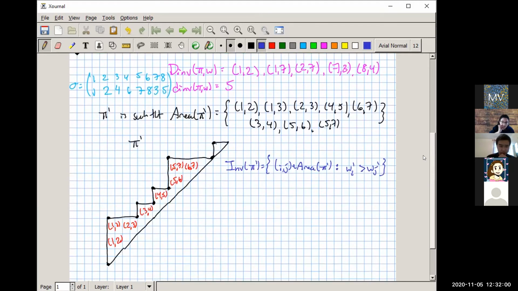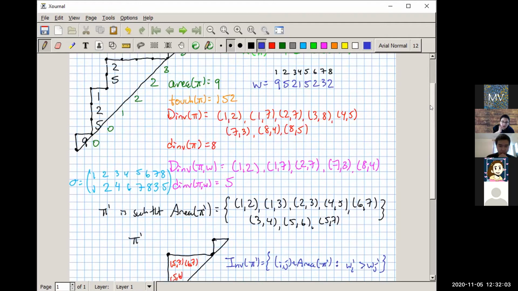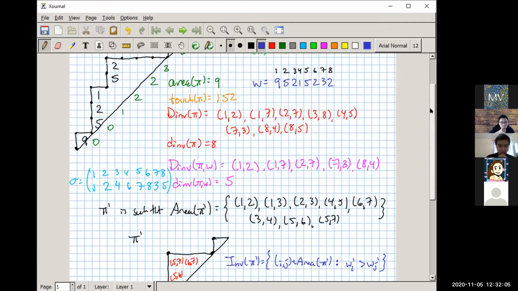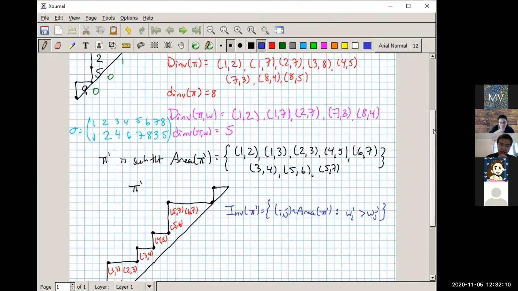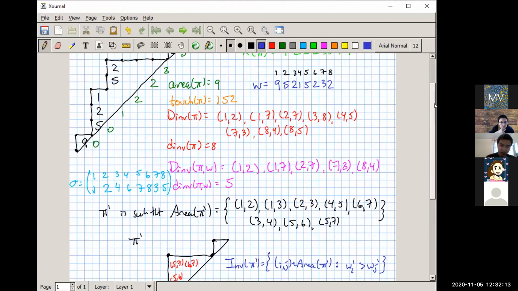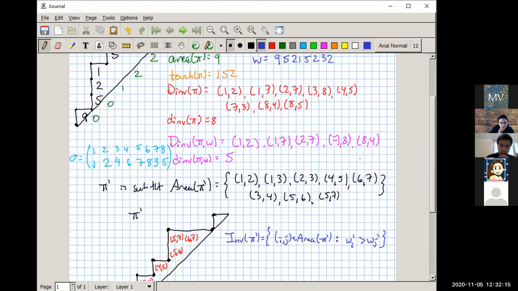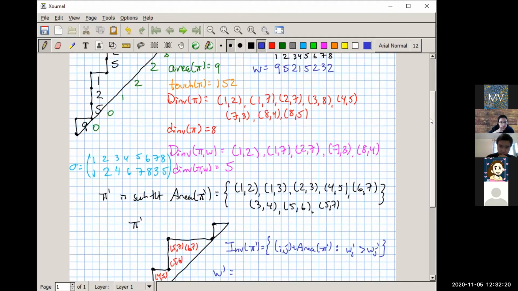I haven't put numbers in the cells. Is that a problem? What's W prime? It's just sigma applied to W. You can write W prime right underneath W. It's going to start out 9, 5. So the third thing becomes the fourth thing, is that right? That's exactly it.